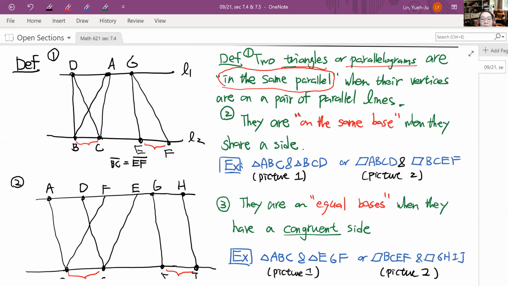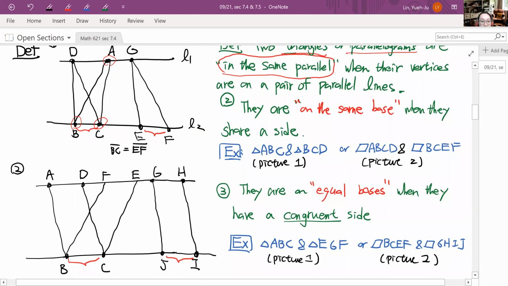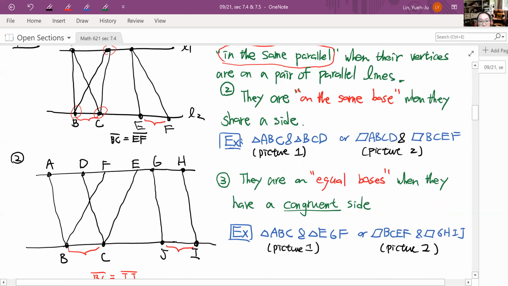From the picture, you can say triangle ABC and triangle DBC are in the same parallel, because their vertices lie on the same pair of parallel lines. And you can also say from the second picture that you have all these parallelograms you saw.